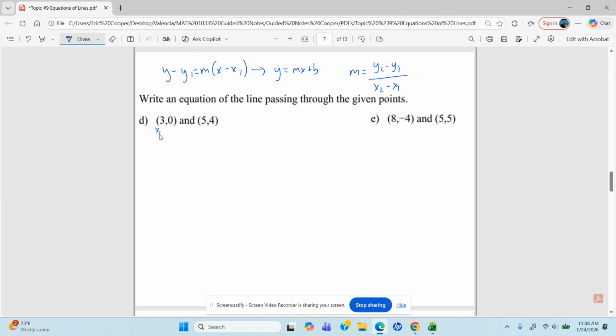So first, we're going to find the slope. I'm going to call this x1, y1, x2, and y2. We got to get the slope first. So the slope of this would be 4 minus 0 over 5 minus 3. 4 minus 0 is 4. 5 minus 3 is 2. 4 divided by 2 is 2. So now I know the slope, and I know at least one coordinate.